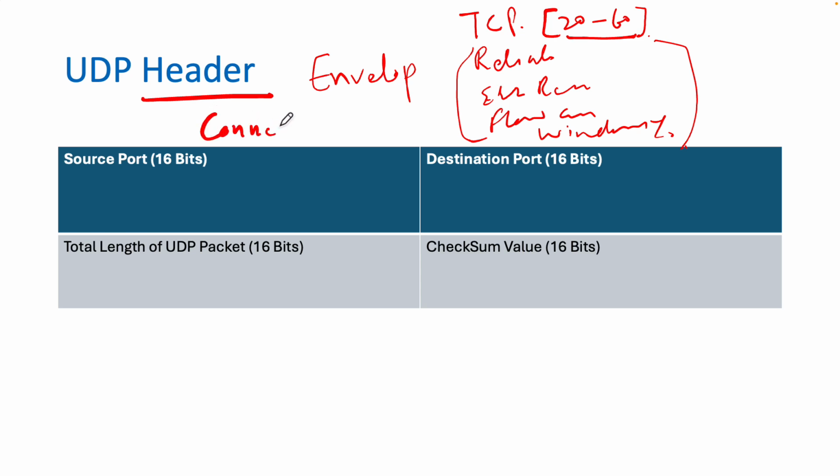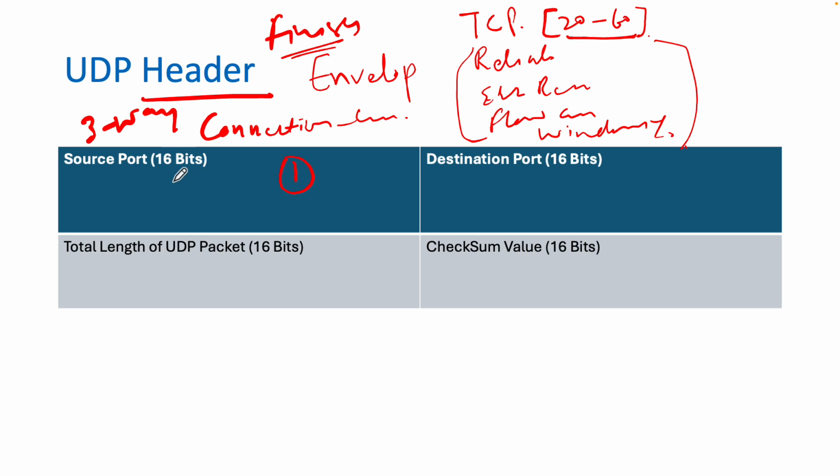It's connectionless. So if connection is broken, it's broken. It will not put in any effort to recover. It doesn't follow that three-way handshake or four-way finish procedure. So let's talk about the details which are present in the UDP header.